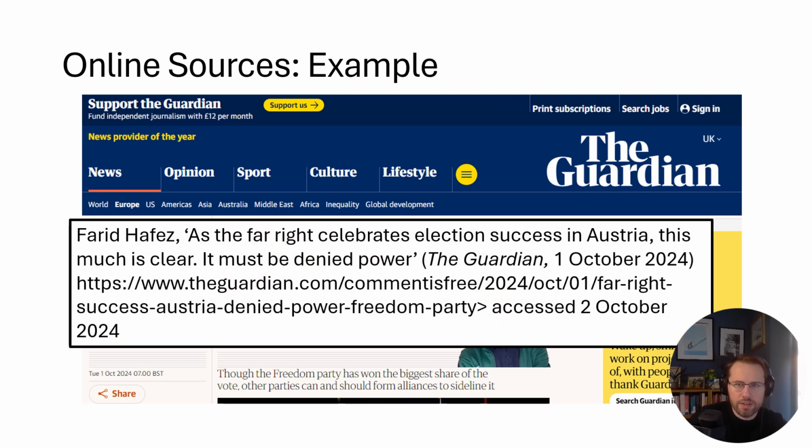So the way I would write that is, there's the name, there's the article title, and then inside brackets I have the publisher in italics. So I have the Guardian in italics and the date that it was published. You can see it there at the bottom left hand corner, the 1st of October 2024. And then that should be inside the greater than and less than signs.